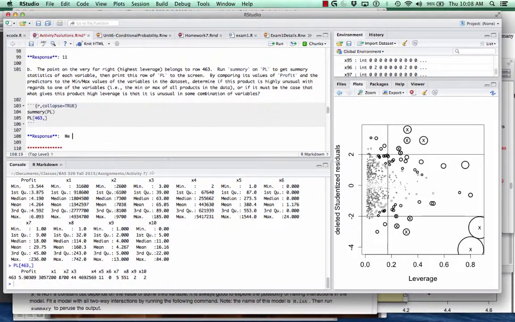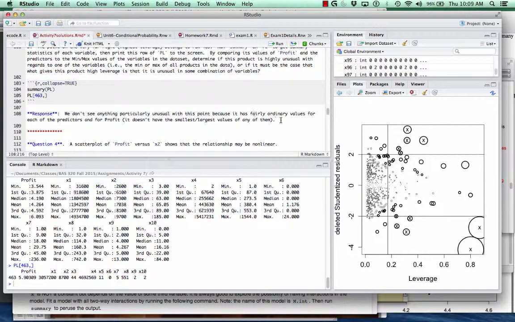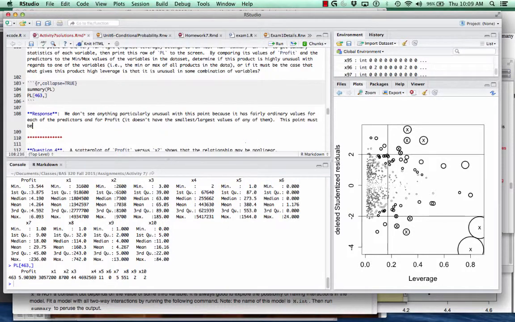So what we see is that we don't see anything particularly unusual with this point, because it has fairly ordinary values for each of the predictors and for profit. It doesn't have the smallest or largest values of any of them, with the exception of x6, but over 50% of the data points had an x6 equal to 0, so that's not unusual. So this point must be unusual in some combination of predictors.